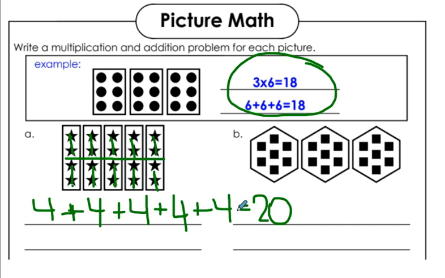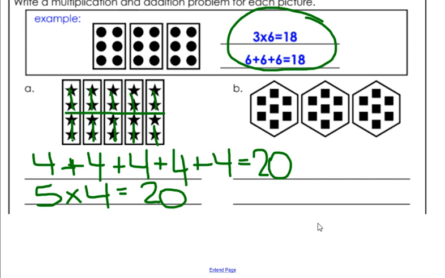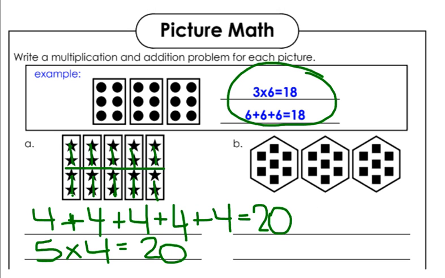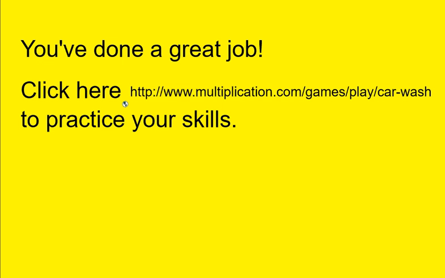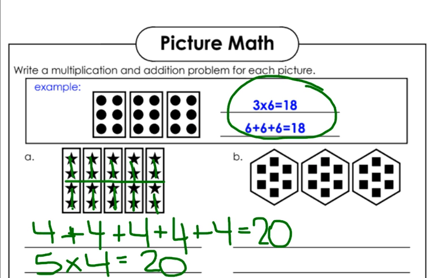And then I need my multiplication sentence underneath. So I look how many groups were there. There were 5 groups times how many in each group. 4 in each group equals 20. Okay, so that's how you do that page. And I believe that was it. Yes. Okay. So good luck today with that.